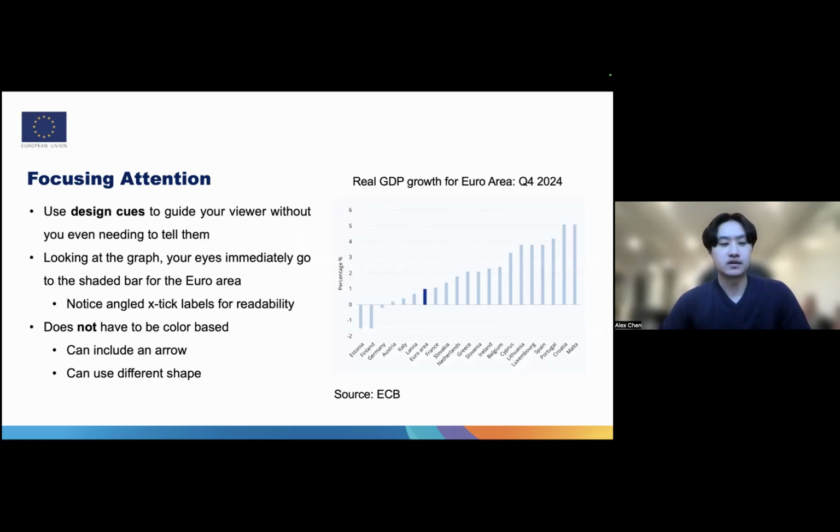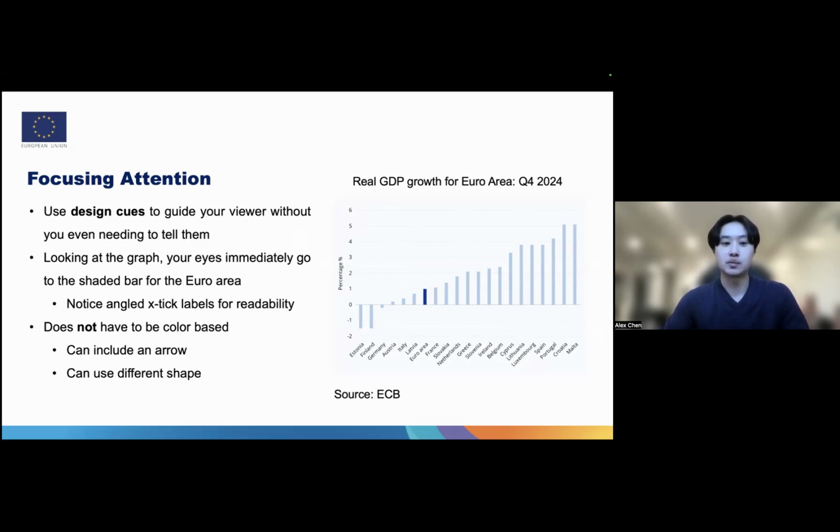And the next thing would be some design cues. I think it's important when you're creating or choosing a graph that there are certain stylistic choices that make it easier for the viewer to be like, okay, you don't even need to tell me, that's where my eyes are going, right? If you look at the graph on the right, I'm going to assume that your eyes immediately go to that shaded bar for the euro area. Why? Because it's different from everything else, right?